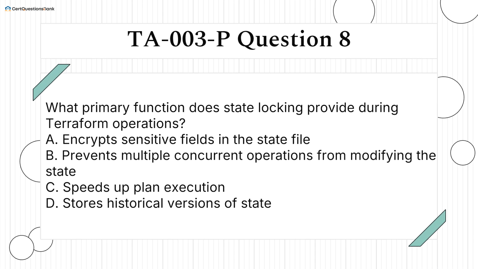What primary function does state locking provide during Terraform operations? A. Encrypts sensitive fields in the state file. B. Prevents multiple concurrent operations from modifying the state. C. Speeds up plan execution. D. Stores historical versions of state.